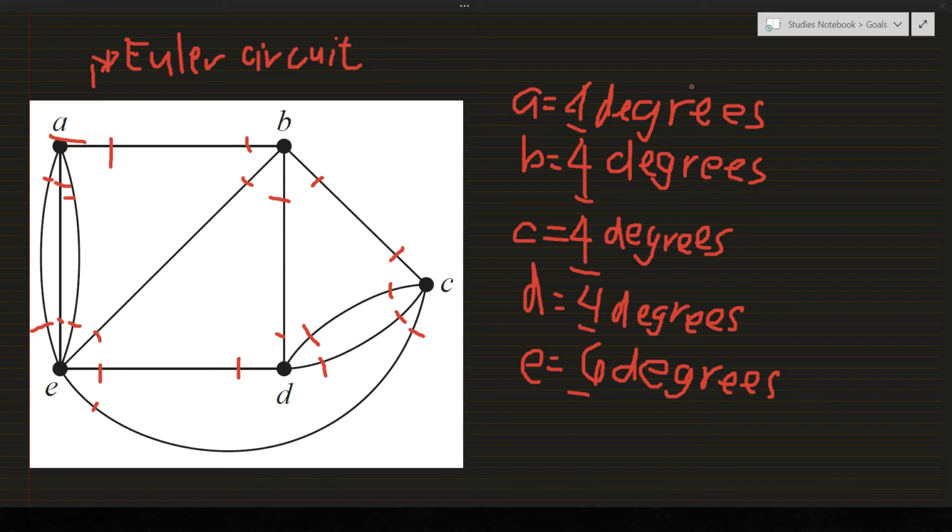So now we fully understand the difference between an Euler path and an Euler circuit. In the next video, I will be discussing Hamiltonian path and Hamiltonian circuit. I hope you understand this lesson. Thank you.